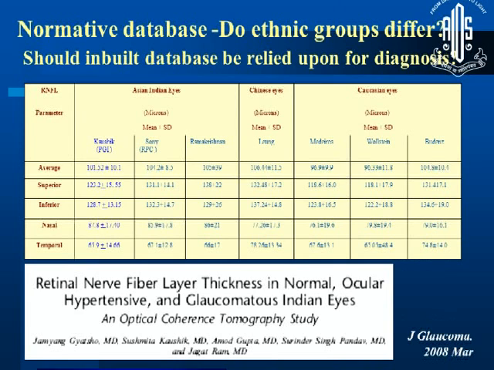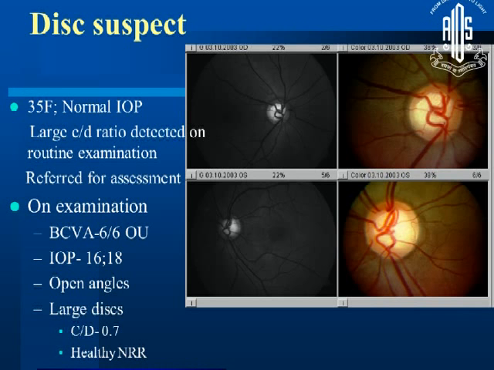So the other question is, do ethnic groups differ? Because the OCT has only Caucasian eyes in the normative database, is it valid to use that database across racial differences? These are the Indian studies that were published, and the Chinese subjects had slightly thicker RNFL in normal subjects compared to all the published Caucasian data. So that's something to keep in mind, an average of 10 microns thicker in most Asian studies. So that's something to remember while correlating with the database.